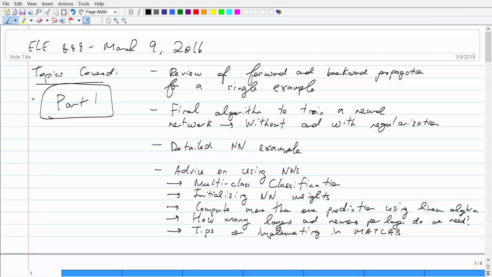I'll talk about that. And then there's one thing I didn't really talk about, which is how many layers you choose and how many neurons per layer you choose. We just assumed that we have a neural network with a bunch of layers and a bunch of neurons, but I haven't talked about how you actually design the network itself. We'll talk about that, and then tips on implementing in MATLAB.